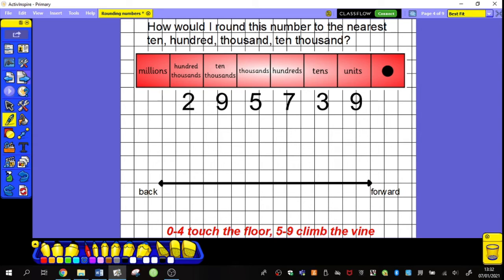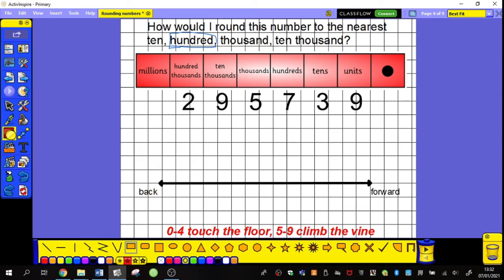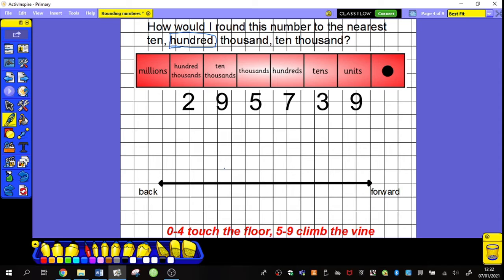How would I round this number to the nearest 10, 100, thousands and 10,000? So I'm just going to pick one to show you. So I'm going to do the nearest 100, I think. So in order to do that, first of all, I'm going to write my number in the middle of my number line. So I've got 295,739. I now need to find my multiples of 100, because that is what I'm going to be rounding it to. That would be back and forward.